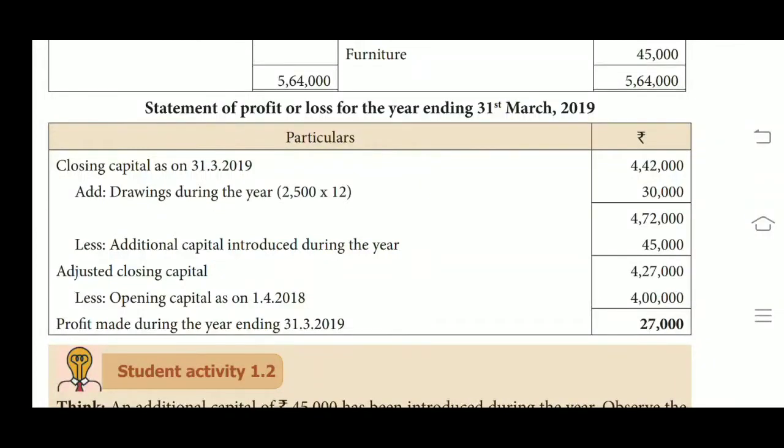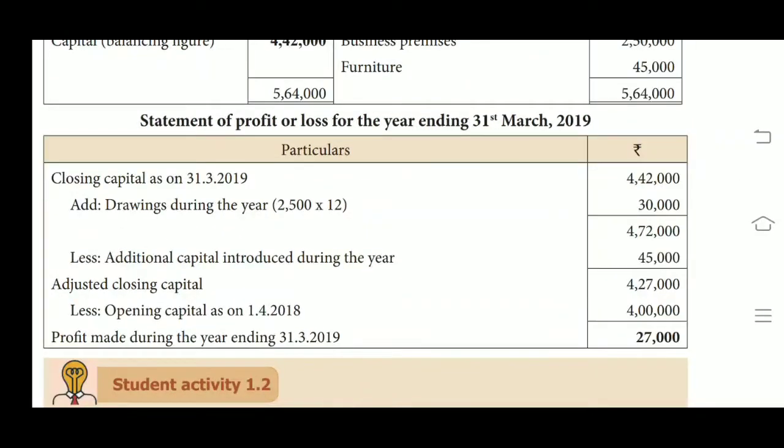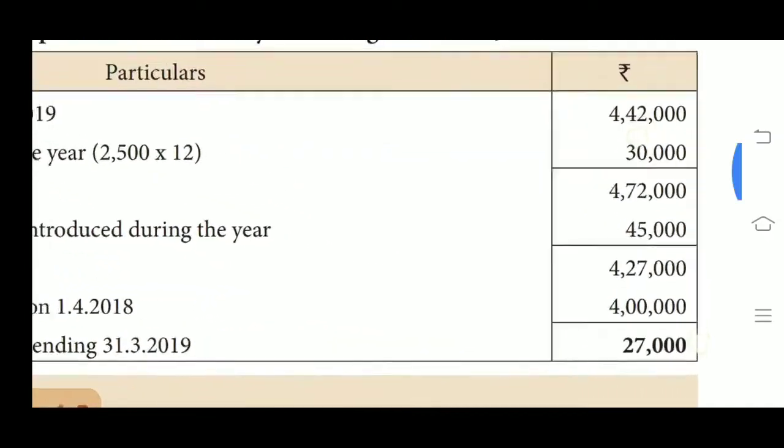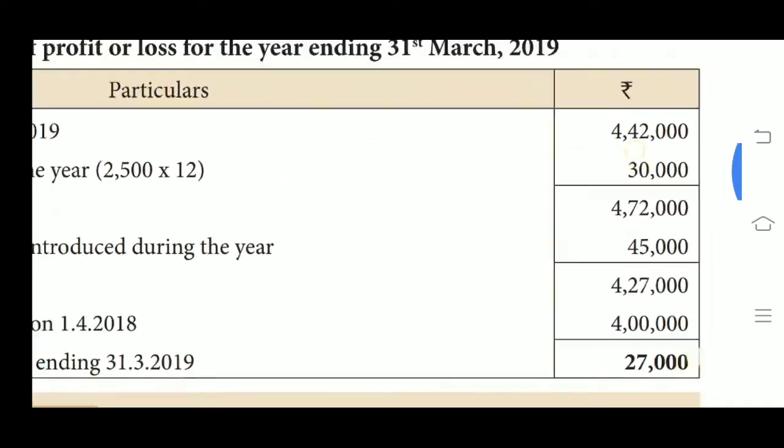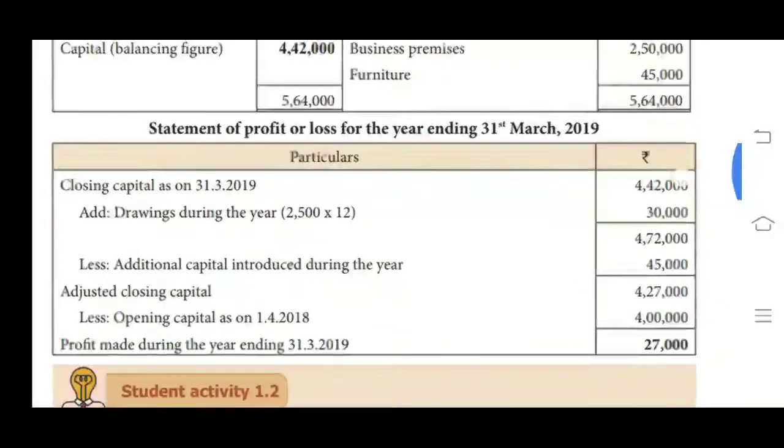So 4,27,000, the adjusted closing capital, when we deduct the opening capital, we get 27,000. This value will be considered profit. So profit made during the year ending 31st March 2019 is 27,000.